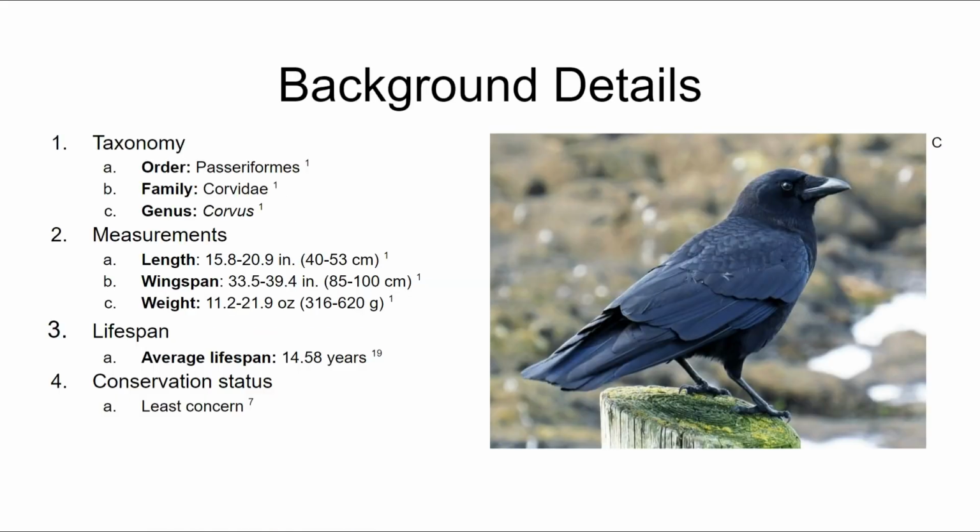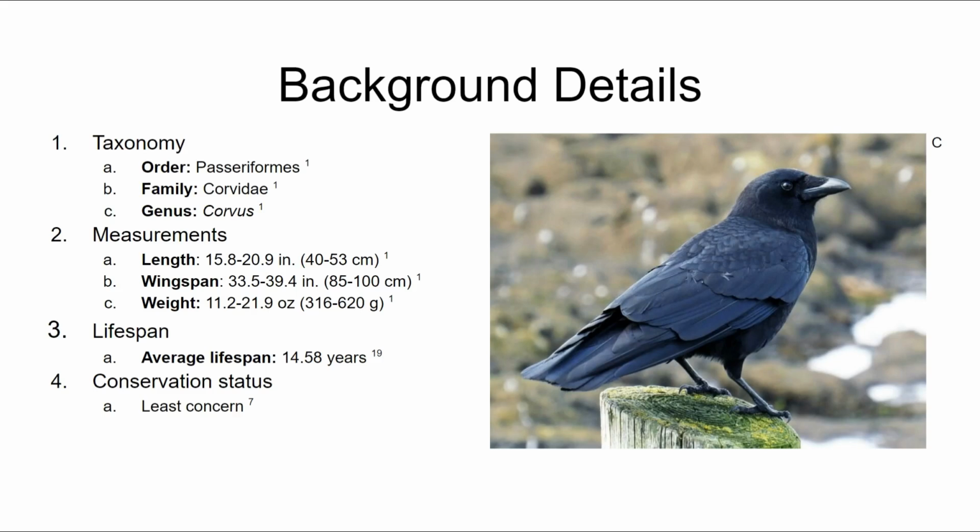Next. What genus, family, and order does the crow belong to? The American crow is part of the genus Corvus. The genus belongs to the family Corvidae, and the Corvid family are members of the order Passeriformes.